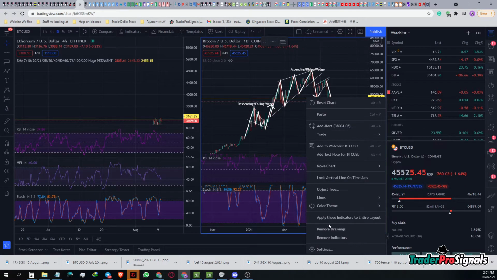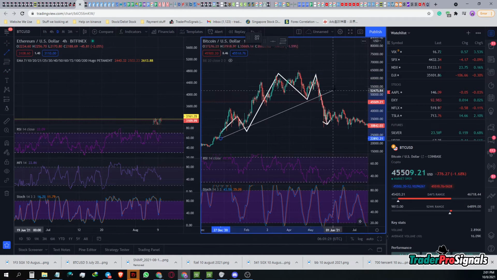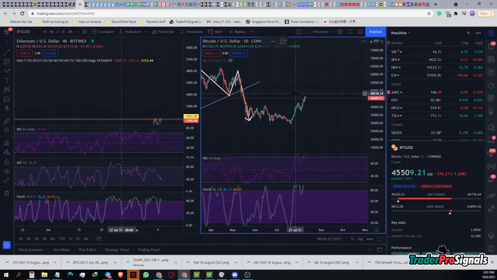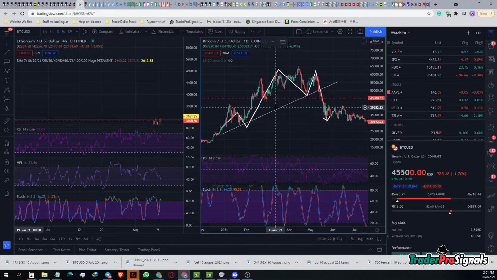Okay, let me just clear this. Okay, this is the shoulder, this whole thing is the head, and this is the other shoulder. Okay, so it looks something like that. Now the market already hit the target, the structure level here. Okay, so this is Bitcoin reference.